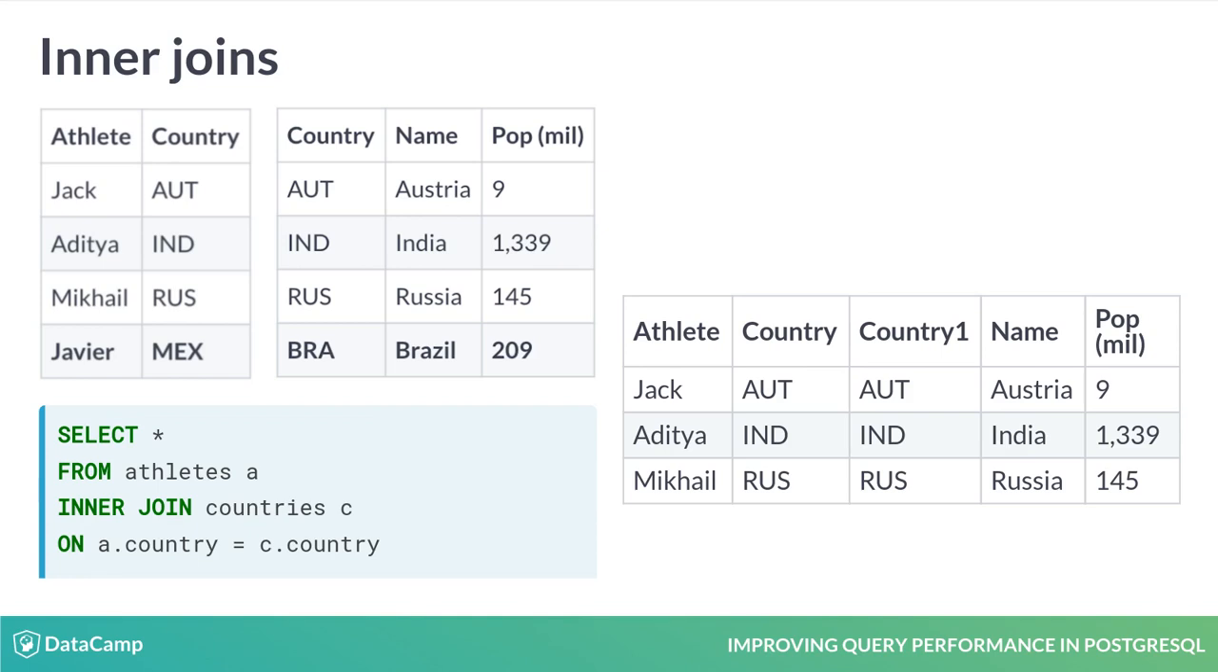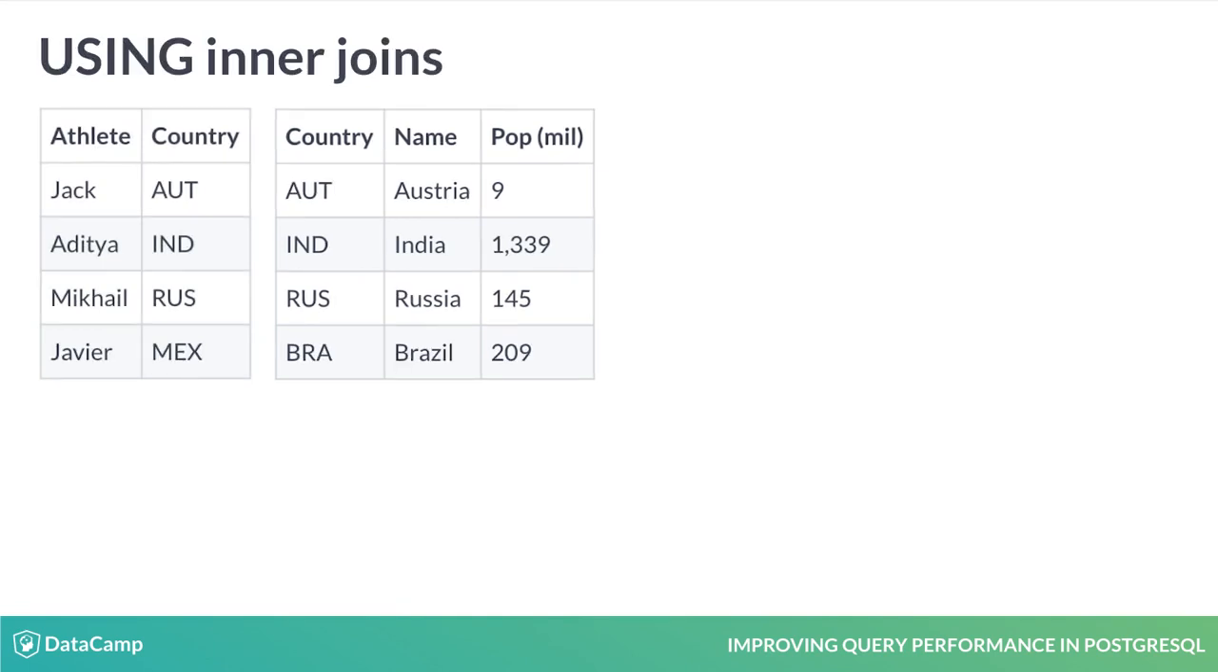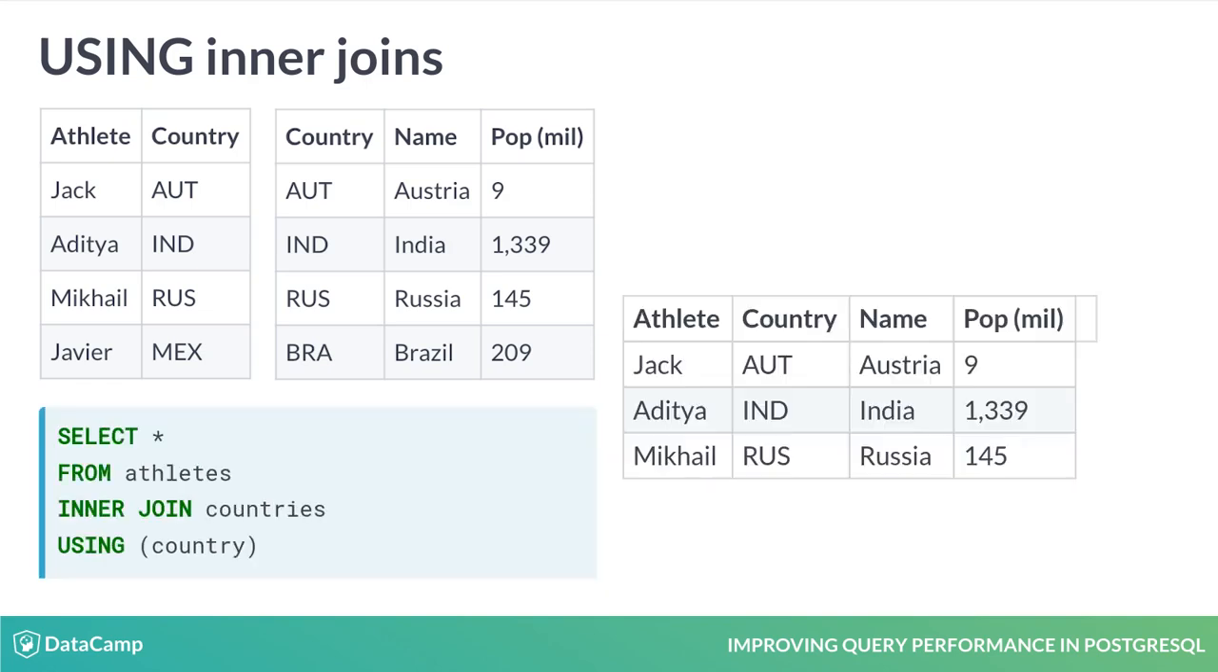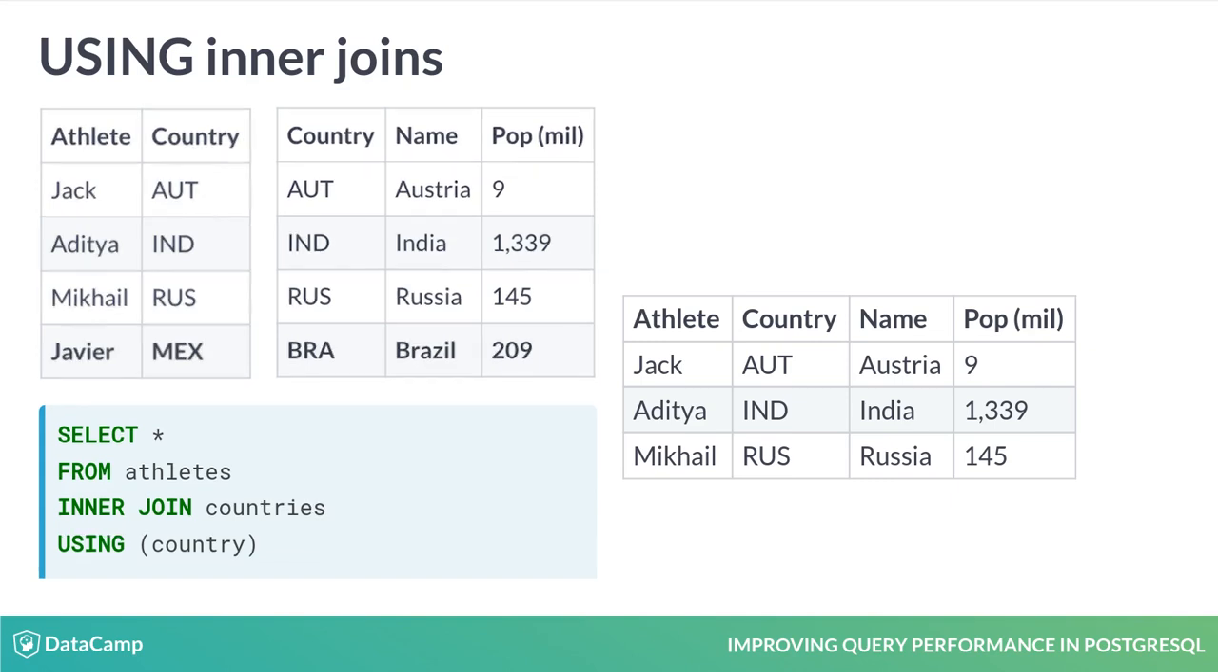Since the linking column has the same name in each table, the join condition can be simplified with the using statement. While this query executes the same as the prior inner join, it has the advantage that the joining column is only returned one time. As before, the final table is missing the bolded entries. If you wanted to see every athlete, including Javier from Mexico, and every country, including Brazil, an inner join would not be a good choice.